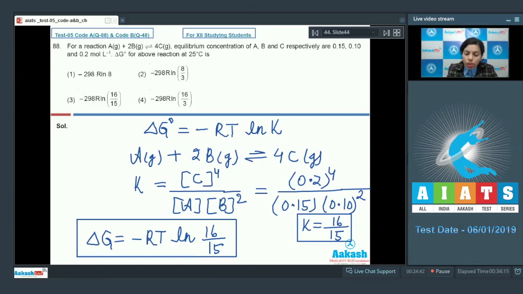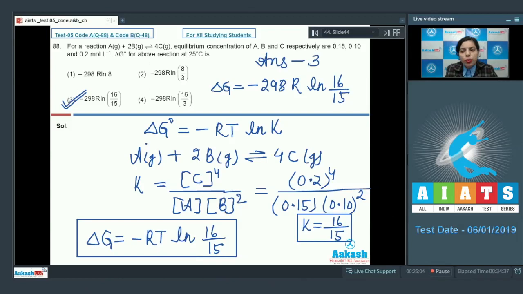Now, temperature is also given here in the question, so we can also mention temperature. So, delta G becomes equal to minus 298 R ln 16 by 15. And this would be the answer that's given here in option 3. And that's why the answer for this question is option 3 also.